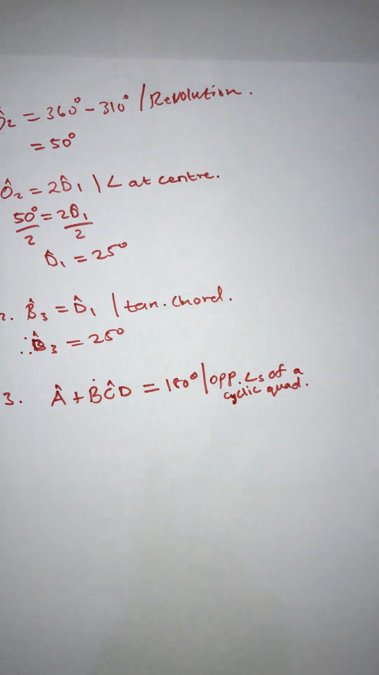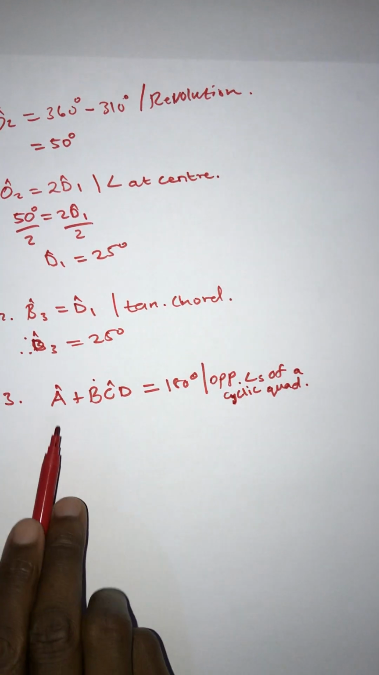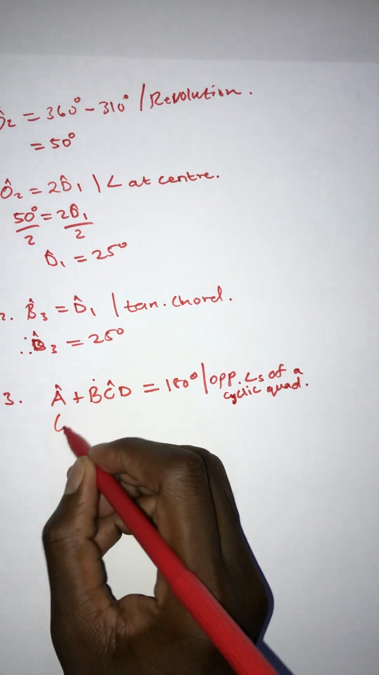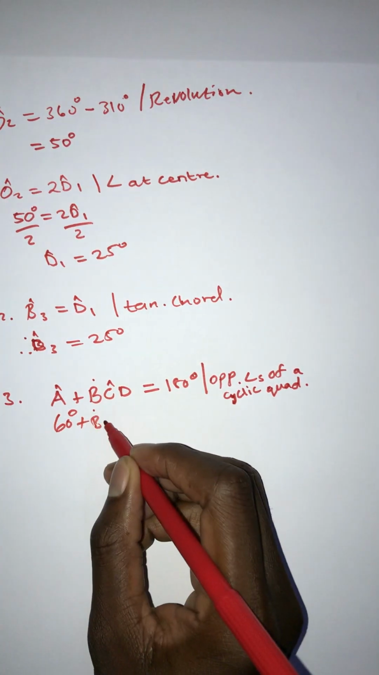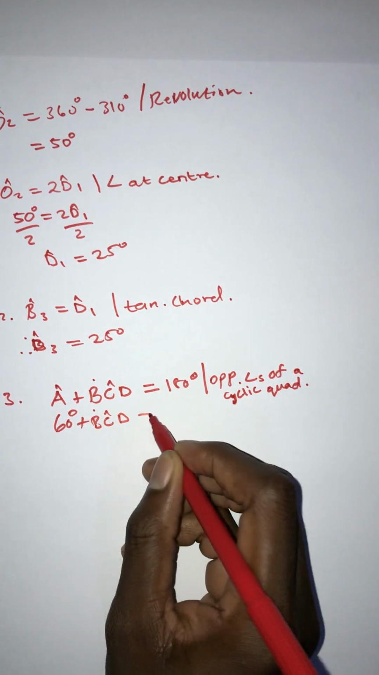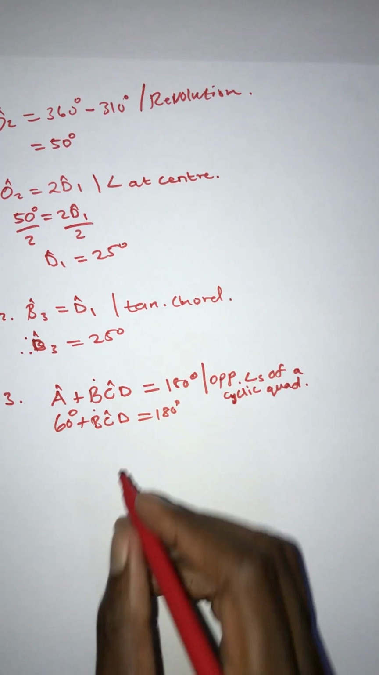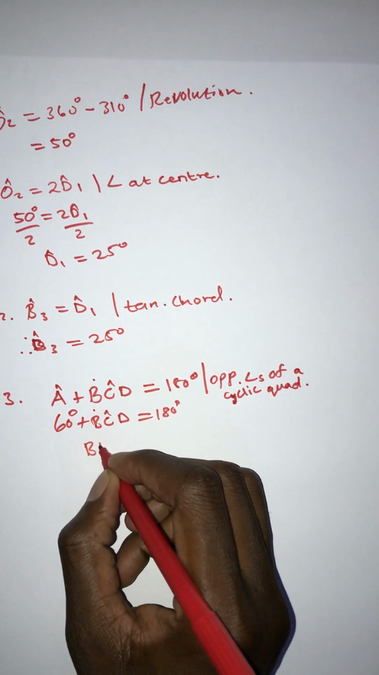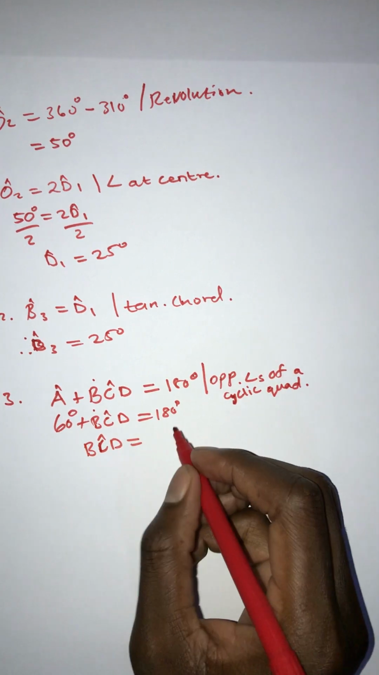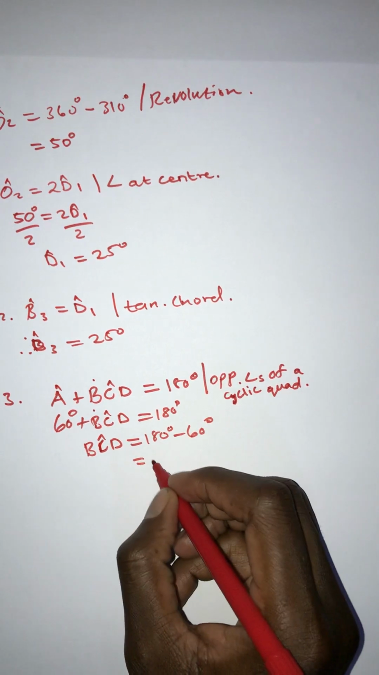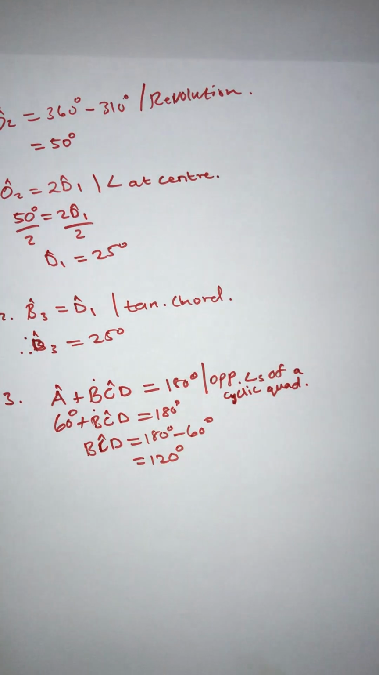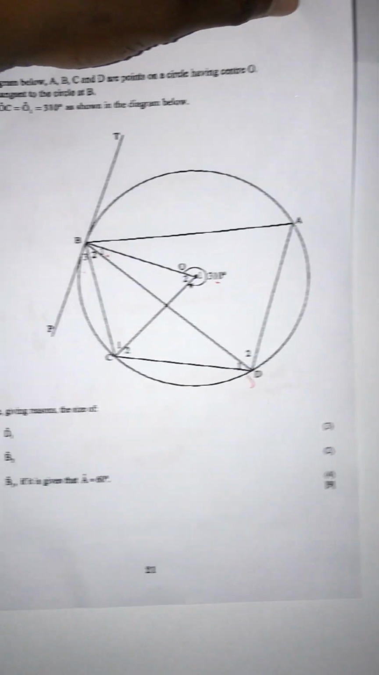Remember, opposite angles of a cyclic quad are supplementary. So supplementary means they add up to 180 degrees. So what is angle A? Angle A is given as 60 from the question, plus angle BCD is equal to 180 degrees. It means that angle BCD is equal to 180 degrees minus 60 degrees, which is 120 degrees. So we'll go back to the diagram now.